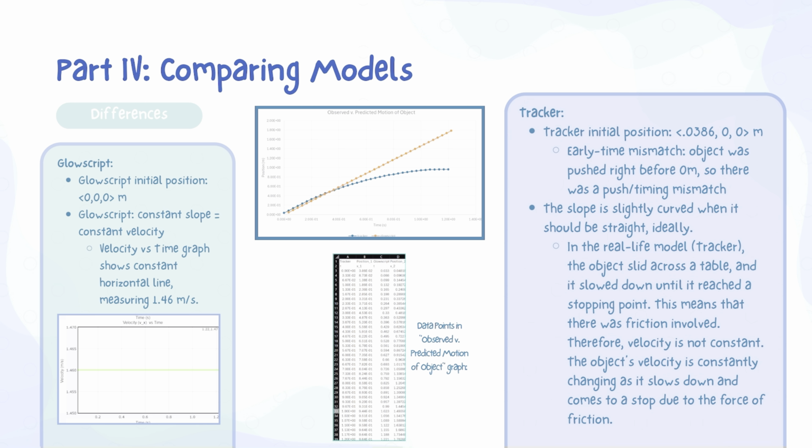On the other hand, for Tracker, the initial position started at 0.036 meters at the x component, which is due to the object being pushed right before the origin at 0 meters. The slope for Tracker is also slightly curved, and this can be explained by the friction that played into the situation. So as the object slid across the table, it slowed down until it reached a stopping point, which is non-constant velocity.